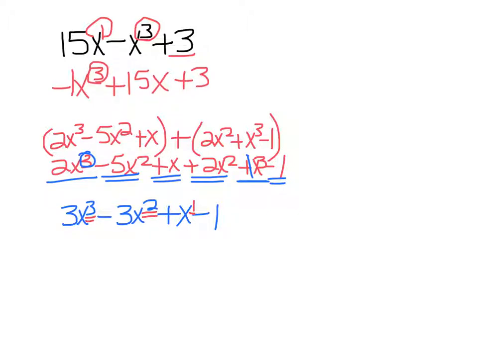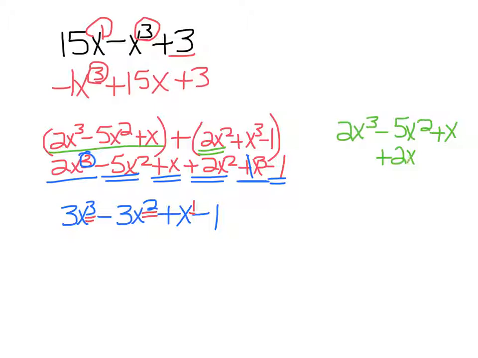We're going to do this exact same problem, only we're going to set it up as a vertical problem. We will take the very first trinomial, which is 2x to the third minus 5x squared plus x. And we are going to add to it 2x squared plus x cubed minus 1. When we do that, we need to line them up so that they have the same place. So x squared is here with the negative 5x squared, so we're just going to line that up underneath there.